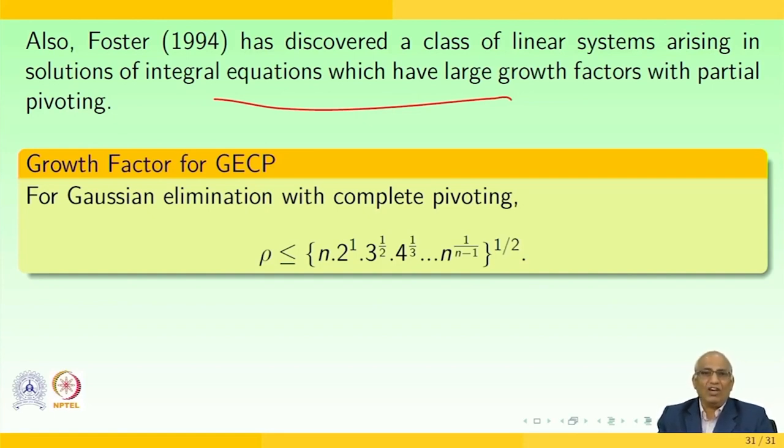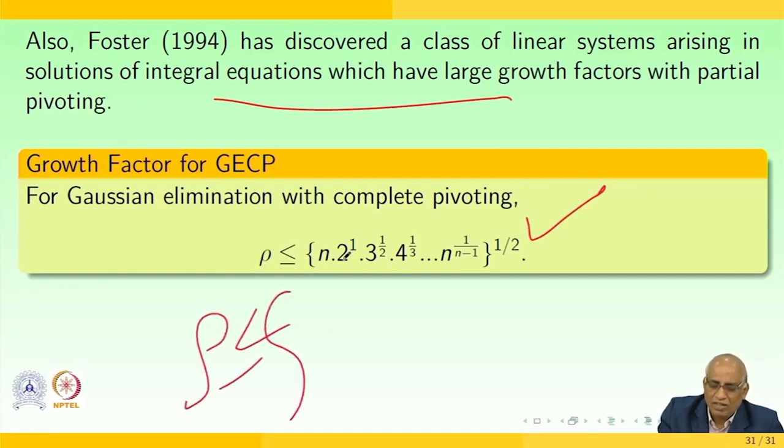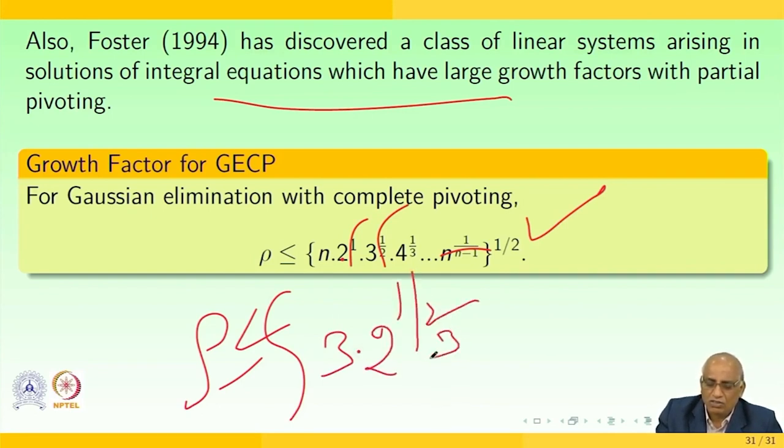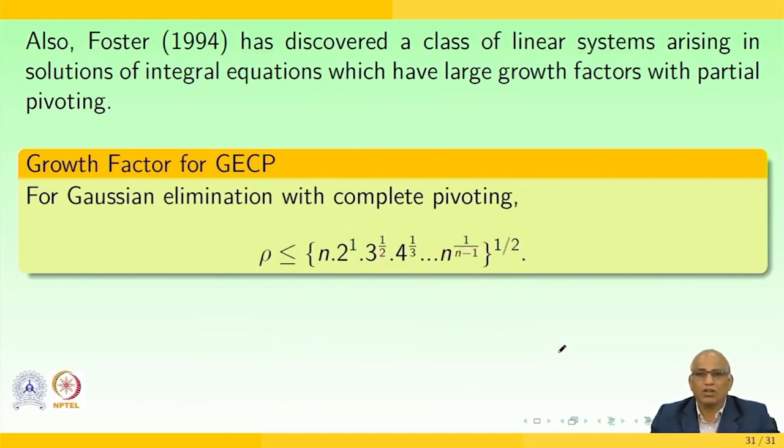And similarly, the growth factor for Gaussian elimination with complete pivoting will be shown like this. Rho is less than or equal to n times 2 power 1, 3 power 1 by 2, like this. So in the previous case, it is 3 into 2 power 1 by 2, so 3 times root 2. Therefore, Gaussian elimination with complete pivoting and with partial pivoting do influence a lot; one can find out the stability, and the stability will give the best approximations by knowing the growth factors.